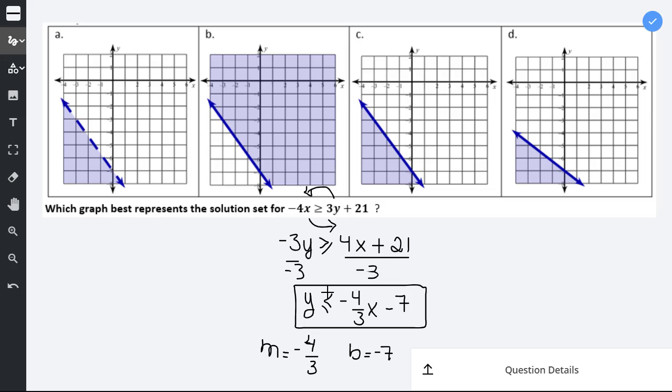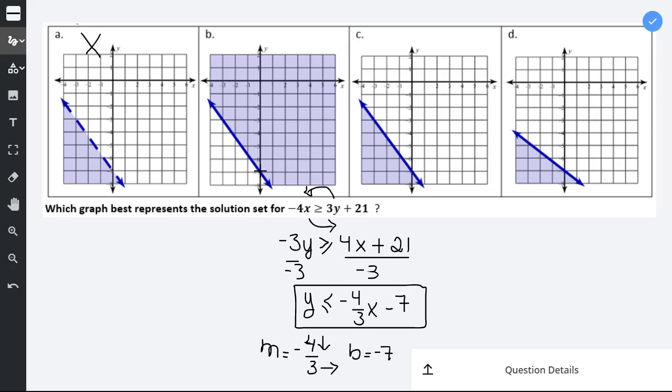By looking at the inequality sign, we can go ahead and eliminate letter A because we're expecting to have a solid line, and here we have a dashed line, because when the inequality sign has a dash, that means the line is going to be solid. Now let's look at the y-intercept. The y-intercept here is -7, and each one of these multiple choices has the y-intercept as -7. So the y-intercept doesn't help us. The slope tells us that the line is going to go down 4 and to the right 3.